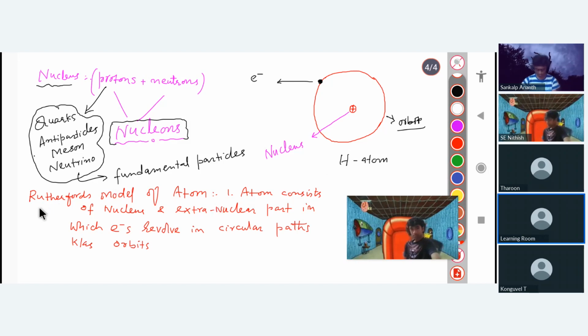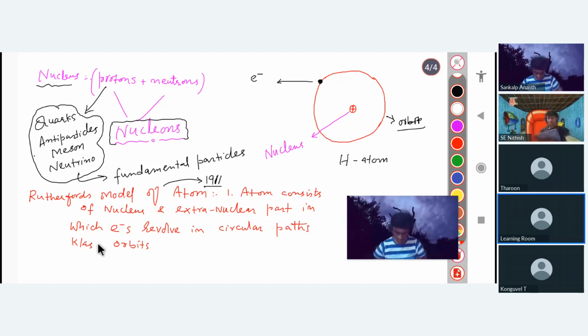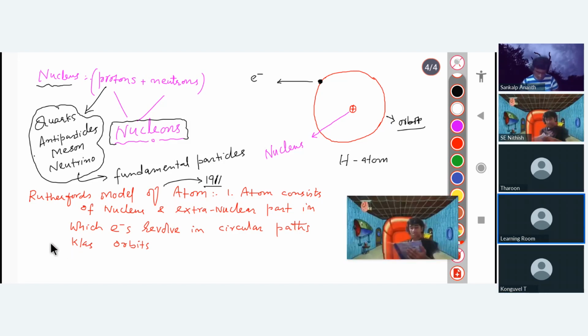So Rutherford's model, in which year was it given? Can anybody tell me? It was given in 1911. So what he told in his model is that electrons revolve around the nucleus in circular paths known as orbits. Now, what was the next point?